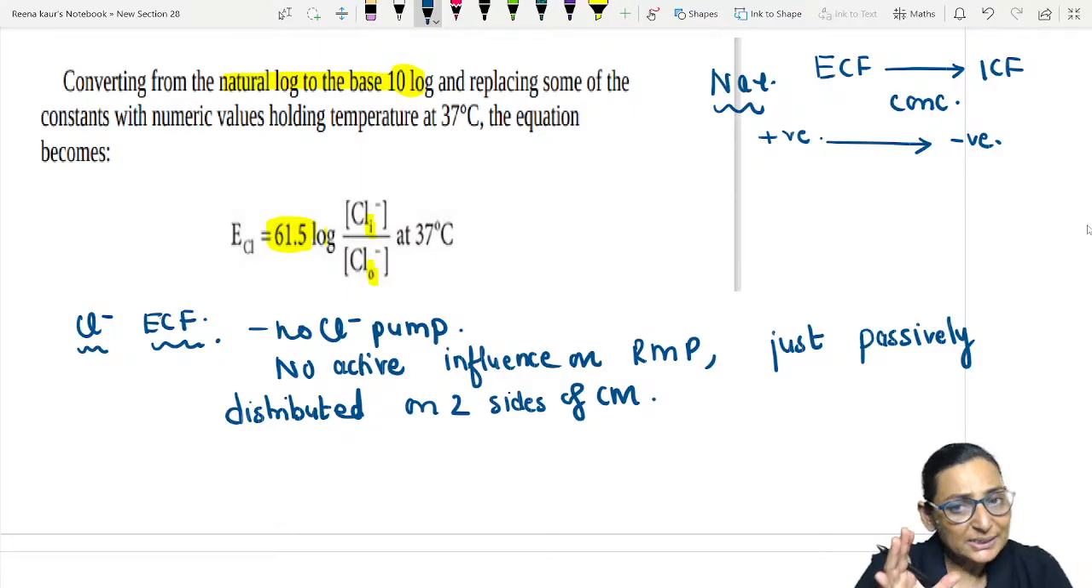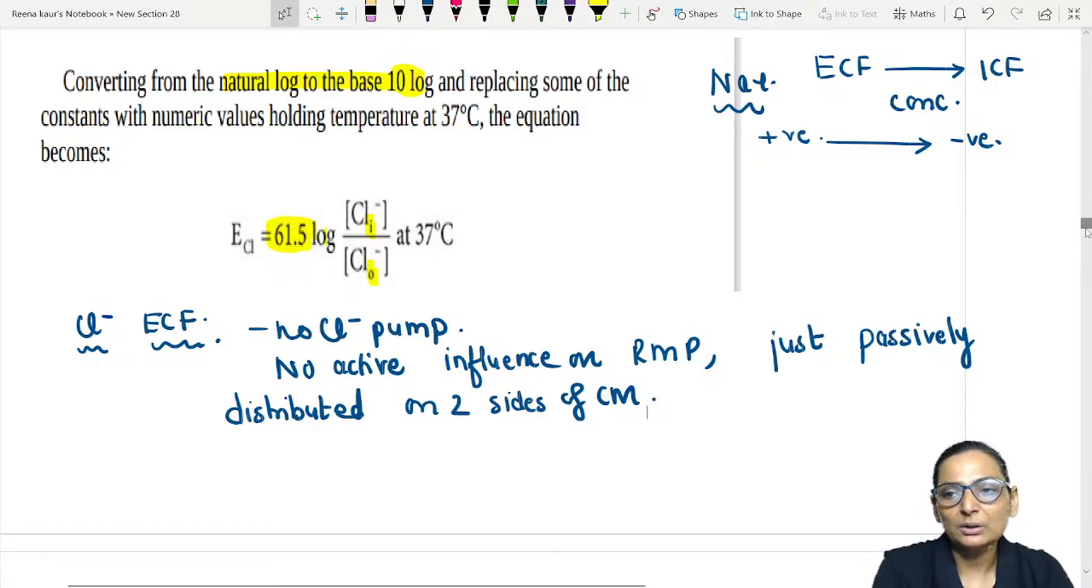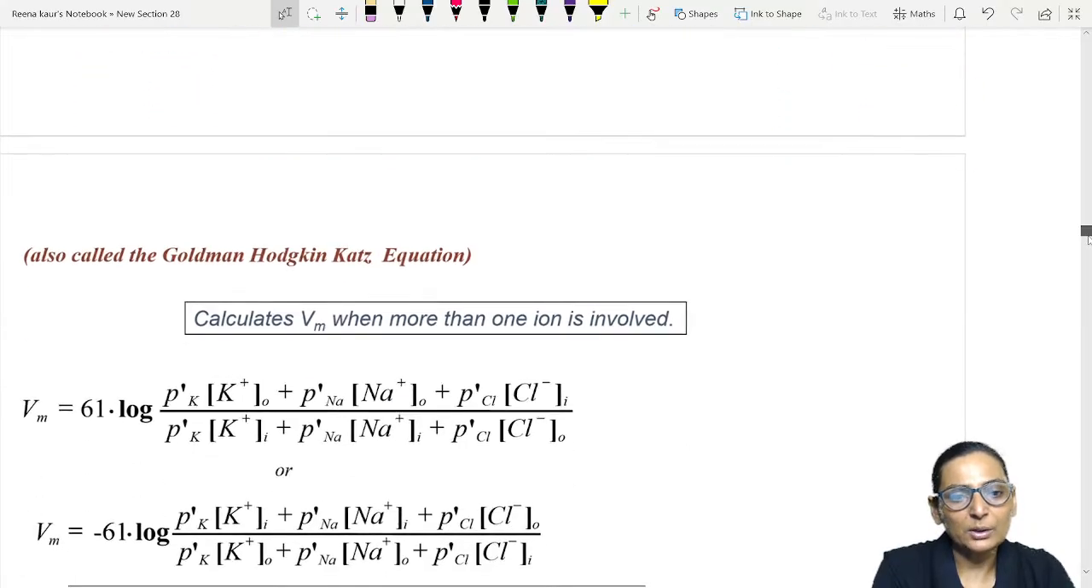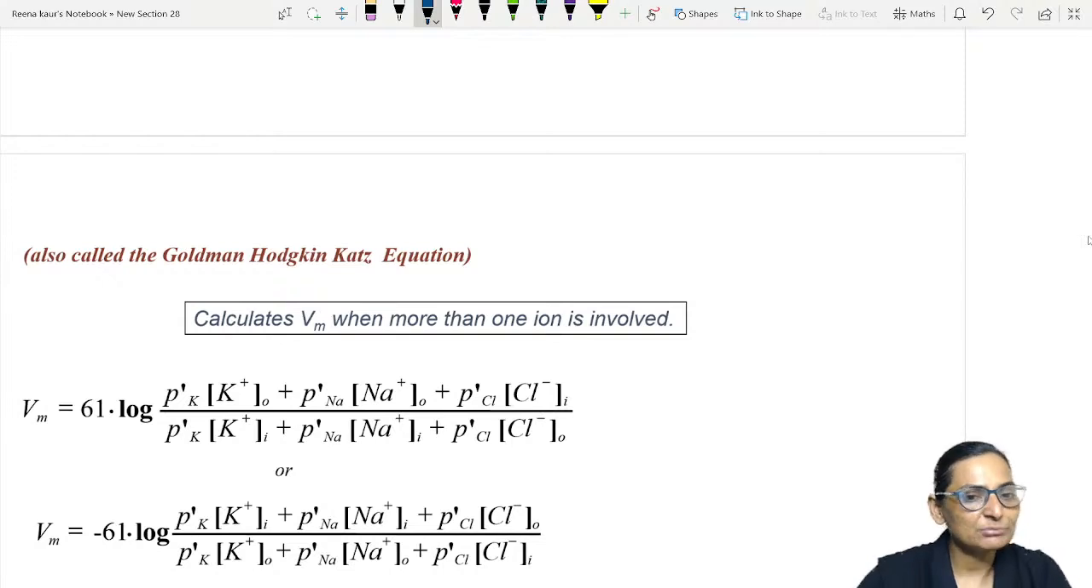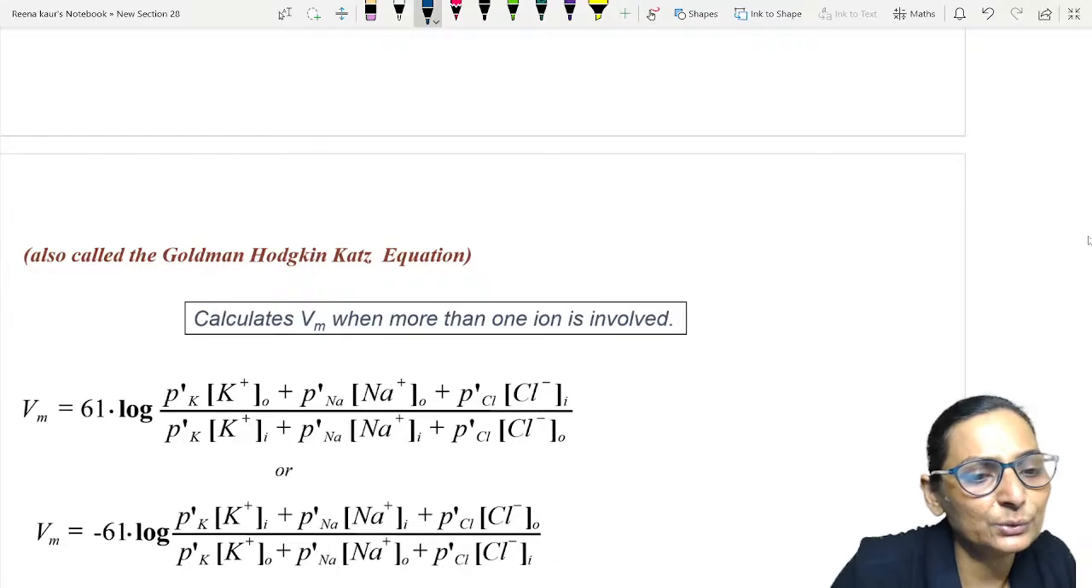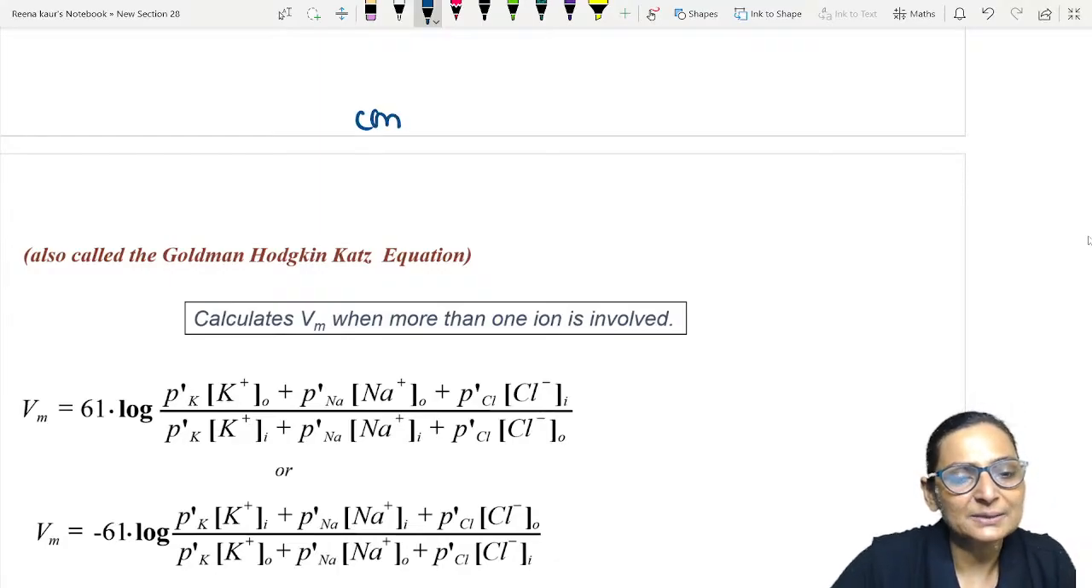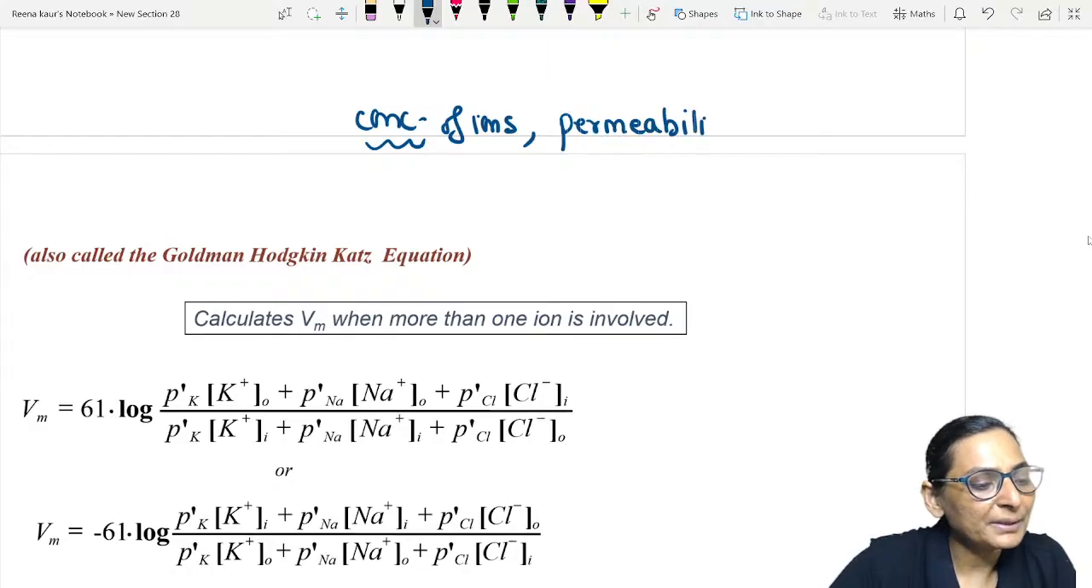Now, this is how we calculate the Nernst potential for each ion. Now, when we consider that our cell membrane is not acted upon by one single ion, we have three ions which are working: sodium, potassium and chloride. So the Goldman-Hodgkin-Katz equation takes into consideration two important things. It not only takes into consideration the concentration of the ions, but it also takes into account the permeability of the ions.